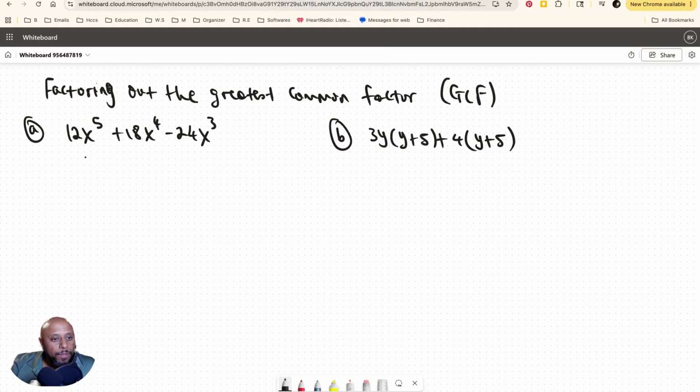Today we will go over factoring out the greatest common factor, which is GCF. So we will try these two problems. When we try to take out the greatest common factor, the first step is we look at the numbers 12, 18, negative 24 in this case, and we ask the largest number that can go into 12, 18, and 24. So the largest number would be 6.